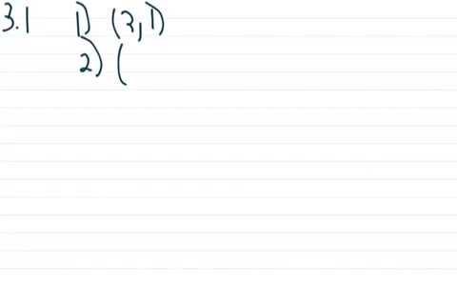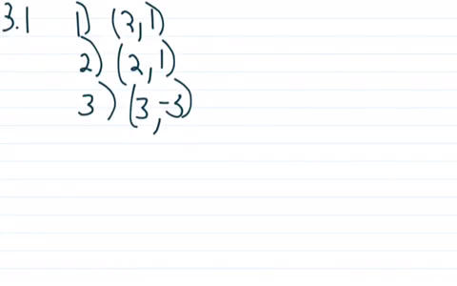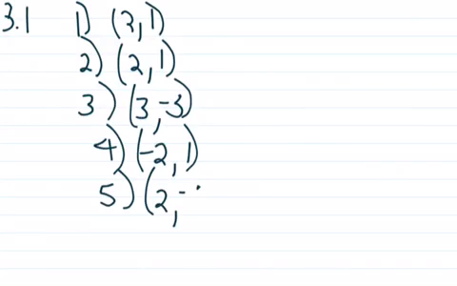Algebra 2, this is lesson 3.1 and 3.2 review in preparation for your quiz. On lesson 3.1, the answer to number 1 is 2, 1. The answer to number 2 is 2, 1. The answer to number 3 is 3, negative 3. The answer to number 4 is negative 2, 1. The answer to number 5 is 2, negative 2.